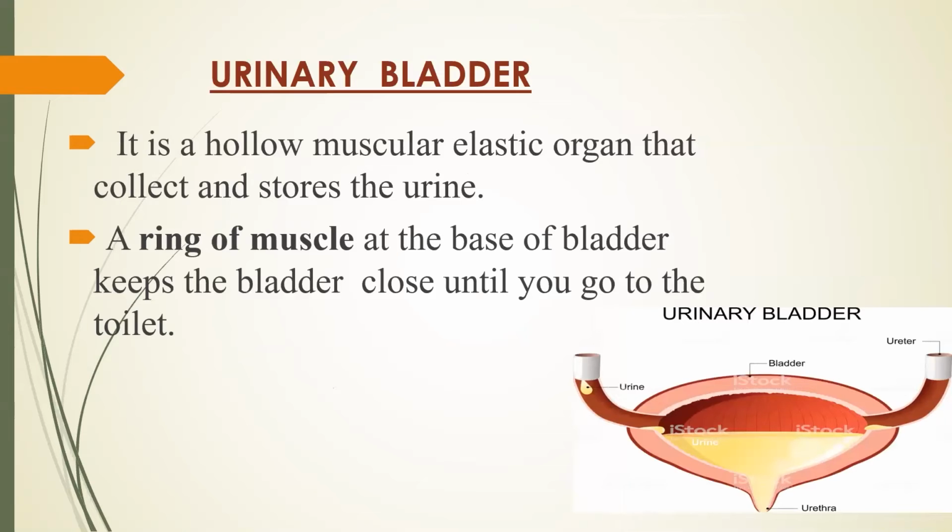Urinary bladder. The urinary bladder is a hollow organ, and when it is empty, it looks like the shape of a pear. It is a hollow muscular organ that is made of elastic muscles.